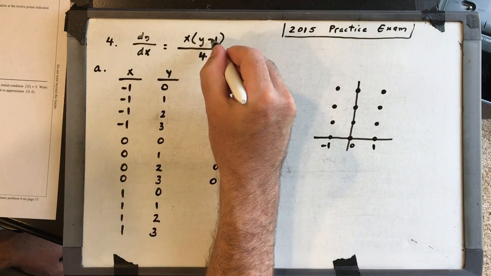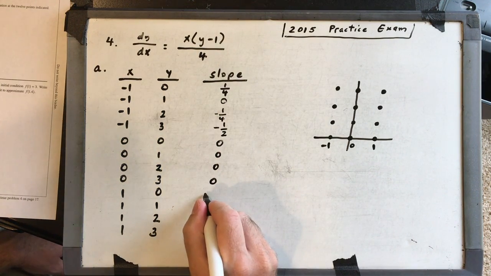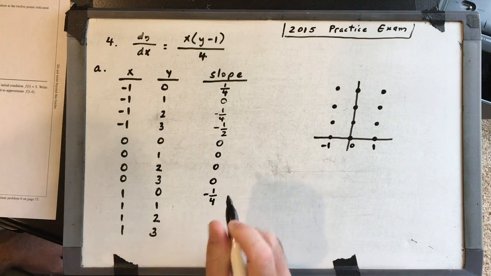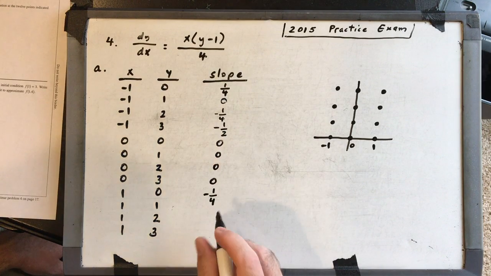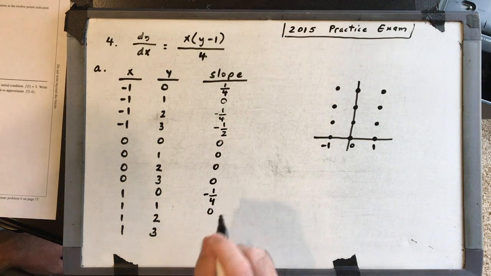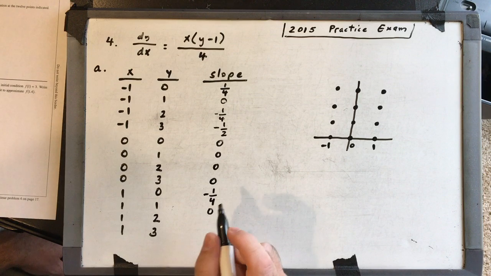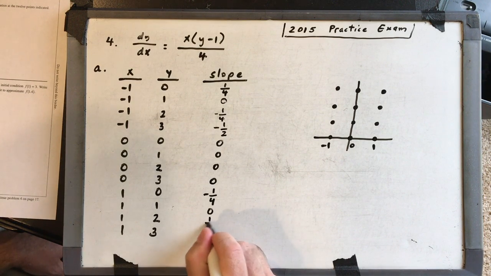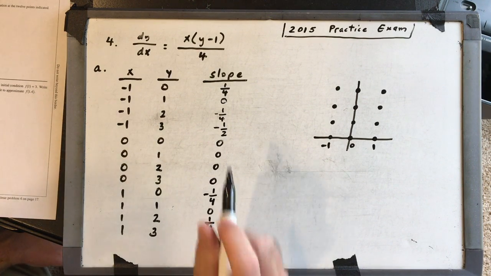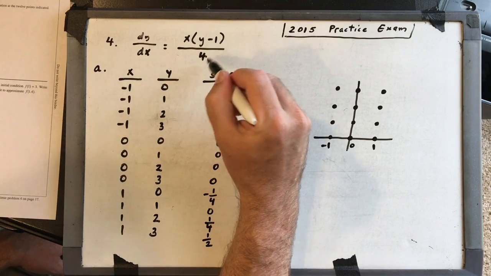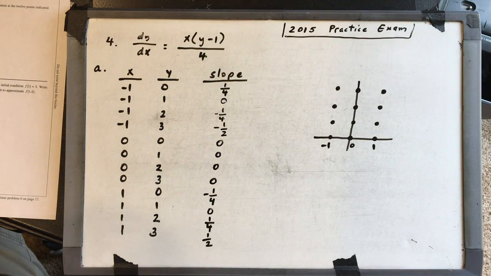1 times -1 when y is 0, so that'd be -1/4. And then 1 and 1, the parentheses will be 0, so that'll be 0. And then 1 times 1 over 4 when y is 2. And then 1/2 for 1 and 3. Did I get that right? So 1 times 2 over 4 would be 2/4 or 1/2. All right, I will draw the slope field in red.